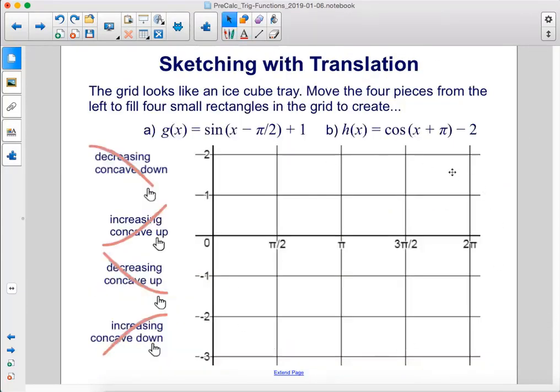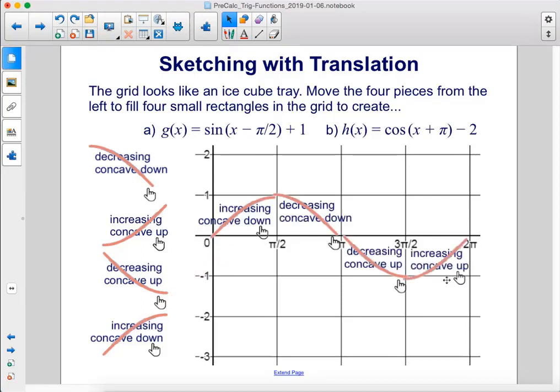The grid looks like an ice cube tray. Move the 4 pieces from the left to fill 4 small rectangles in the grid to create these functions. We're going to start off with a sine function, so that's going to look like this. So now this is a regular sine x function.